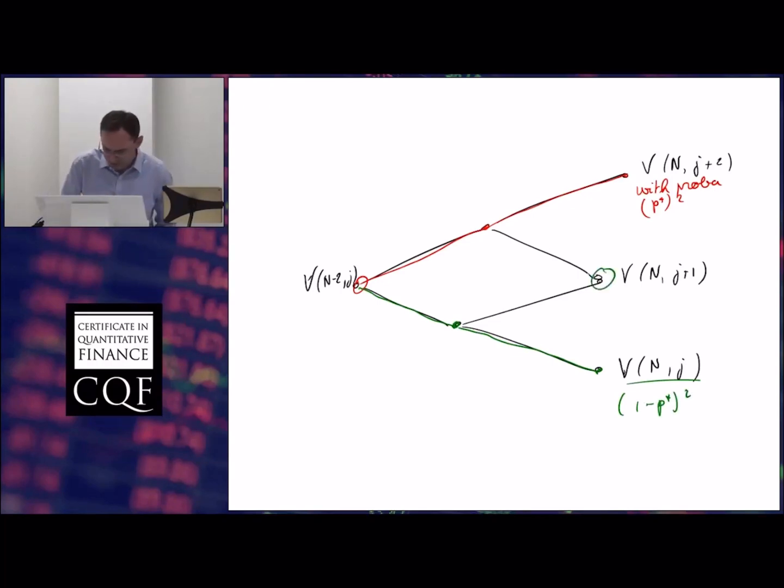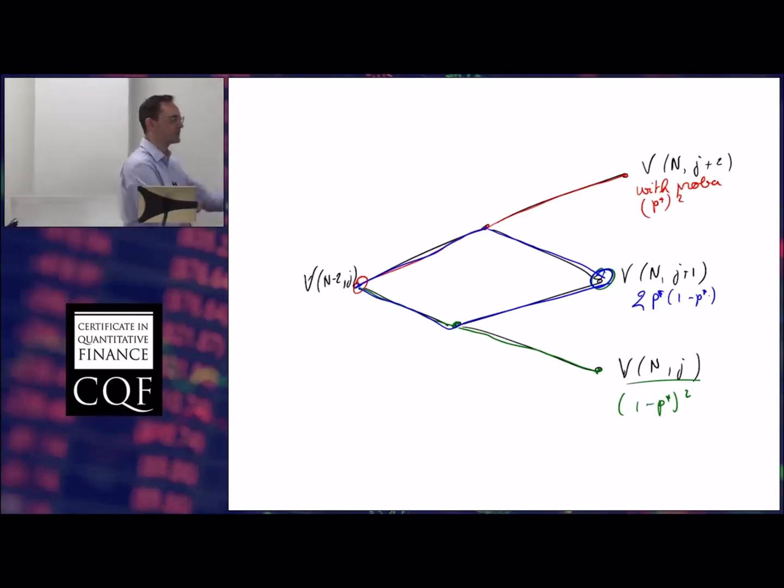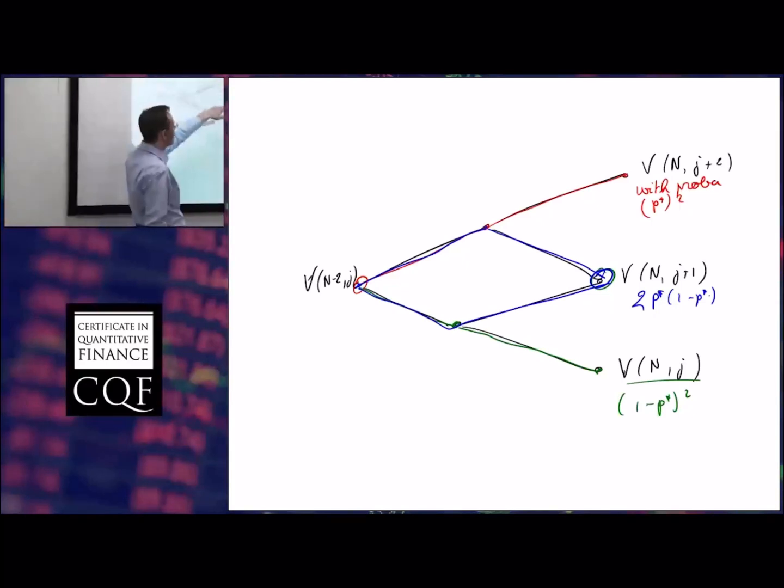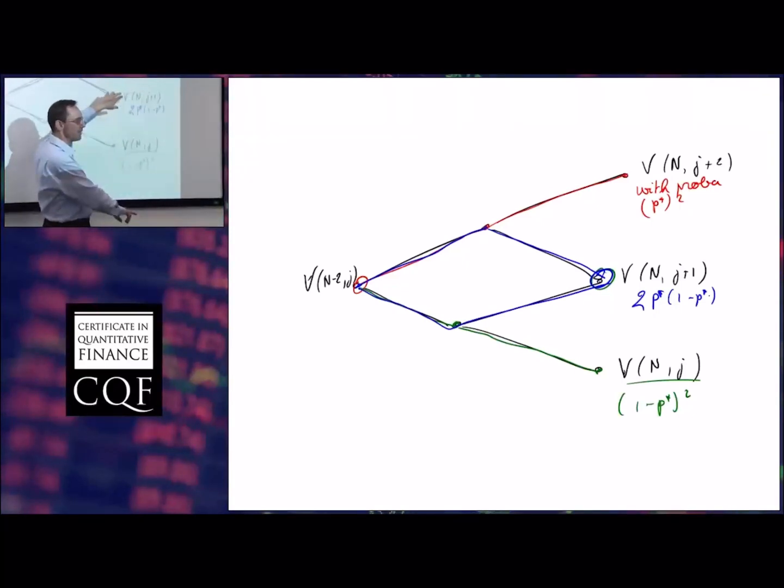And then finally, how am I going to get here? Well, I've got two ways of doing it. First one is one up move followed independently by a down move. That has probability P star 1 minus P star. And then the other way of getting there is one down move followed by one up move. So I've got 2 times P star times 1 minus P star. So now what we see emerging out of the Bernoulli probabilities are really the binomial probabilities, complete with your binomial expansion. This really hints at the binomial expansion.